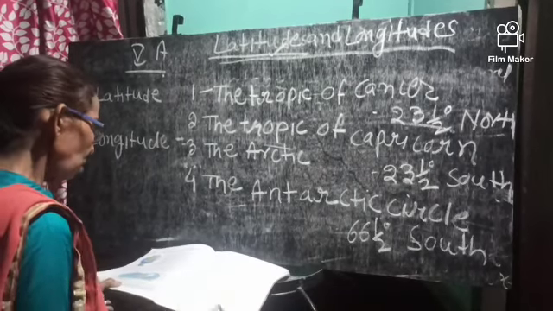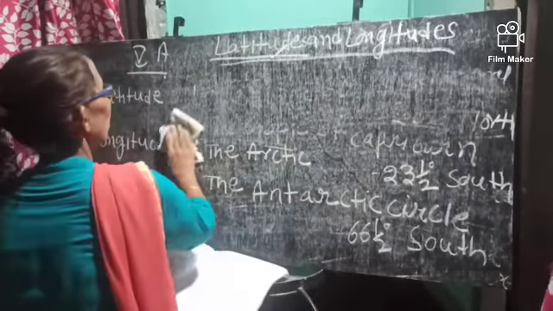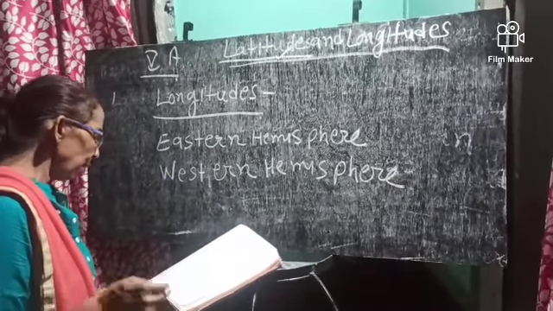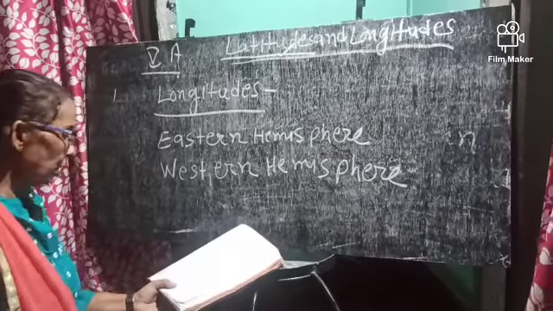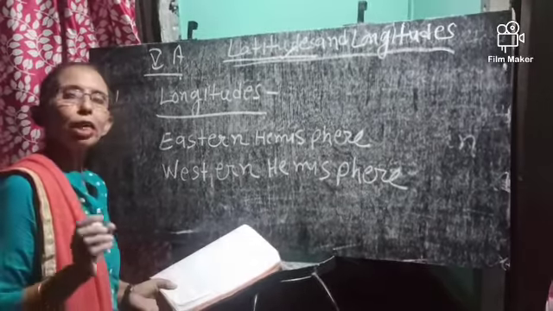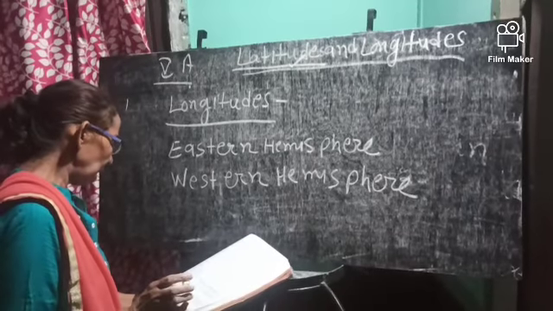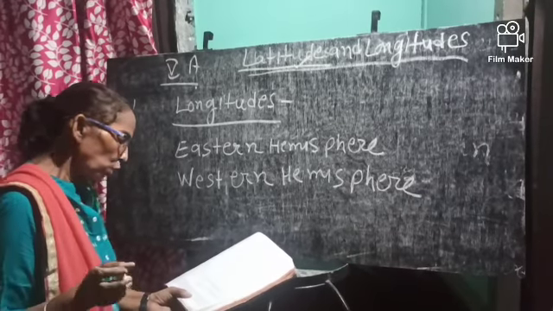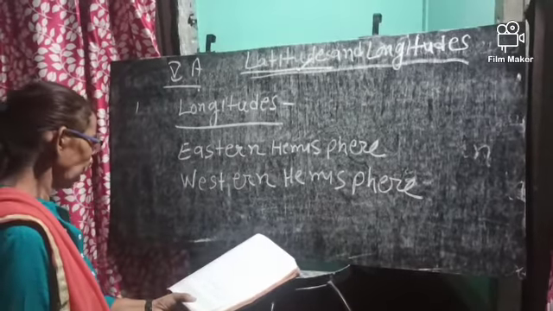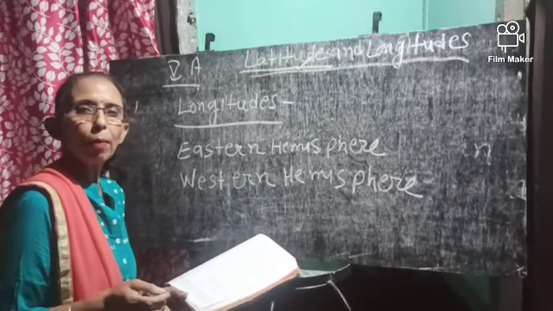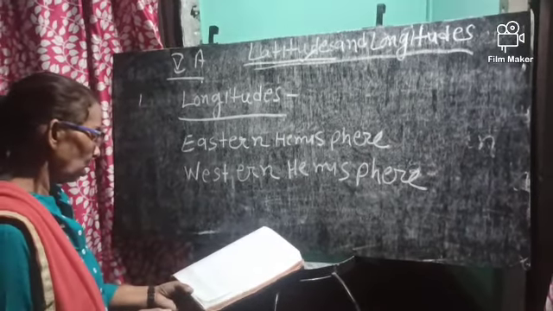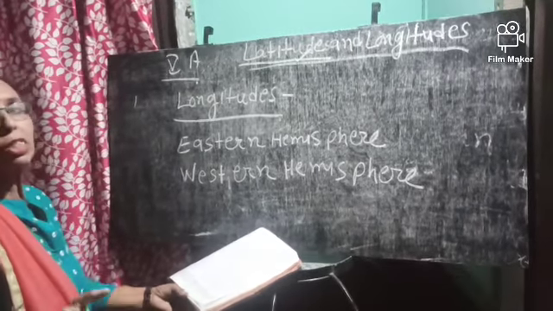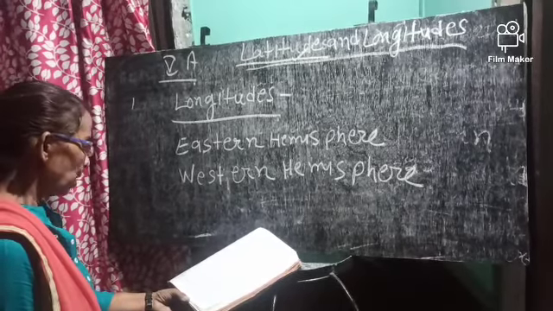Now next is longitude. Now we are discussing the longitudes. Longitudes are imaginary semicircle lines joining the North Pole and the South Pole, called lines of longitude or meridians of longitude. The line which passes through Greenwich near London is called the prime meridian. It is the line of 0 degree longitude from which east-west distance is measured.